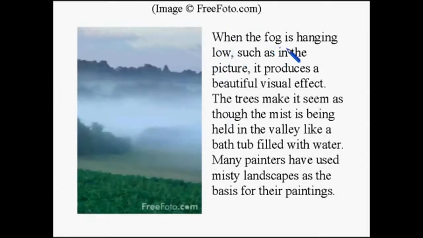When the fog is hanging low, such as in the picture, it produces a beautiful visual effect. The trees make it seem as though the mist is being held in the valley like a bathtub filled with water. Many painters have used misty landscapes as the basis for their paintings.